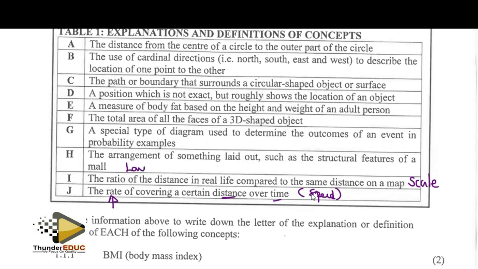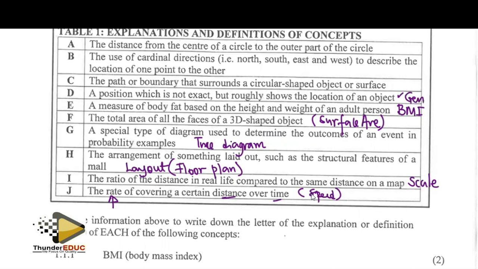Arrangement, this is the same as a layout in the form of a floor plan. A special type of diagram, this is called a tree diagram. This is surface area. A measure of body fat, this is supposed to be BMI.